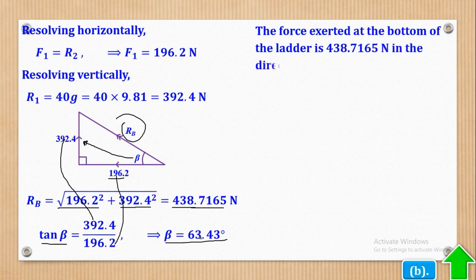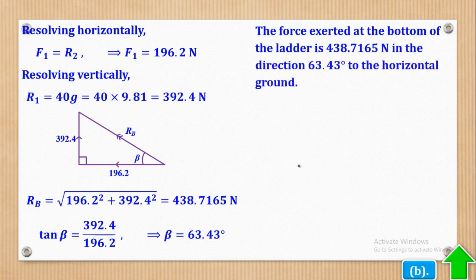Therefore, I'll conclude that the force exerted at the bottom of the ladder is 438.7165 newtons in the direction 63.43 degrees to the horizontal ground. So now we shall go to Roman 2.